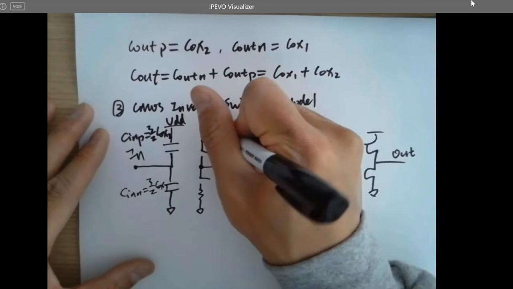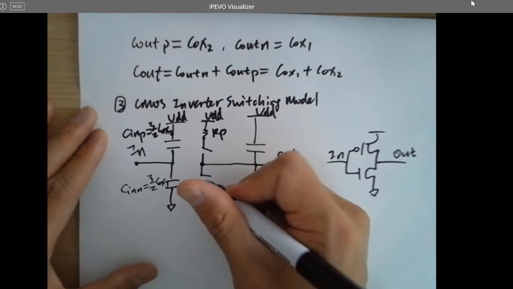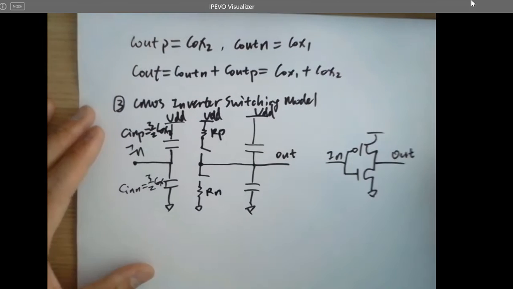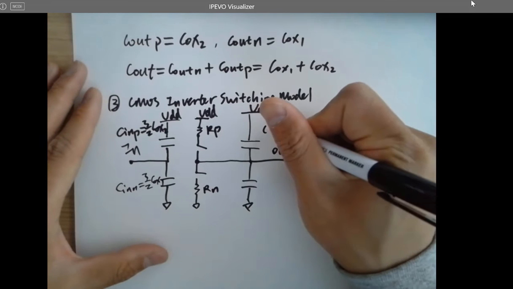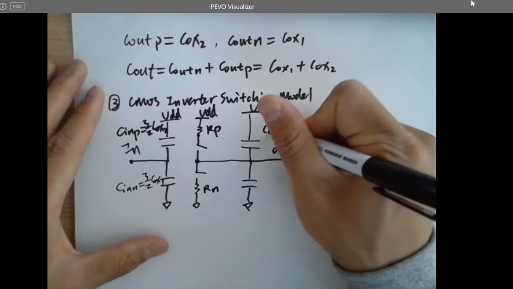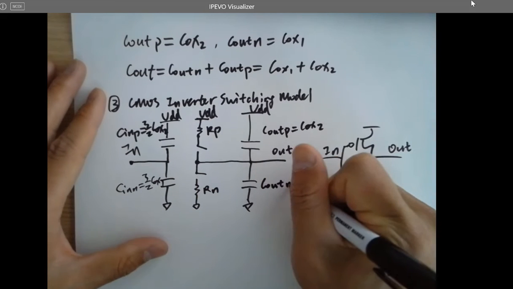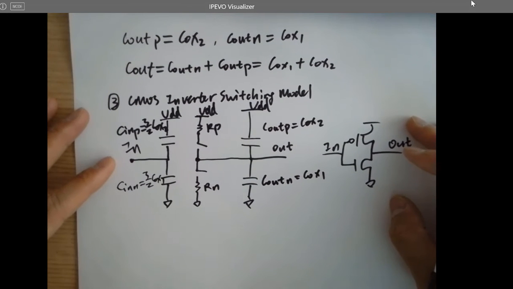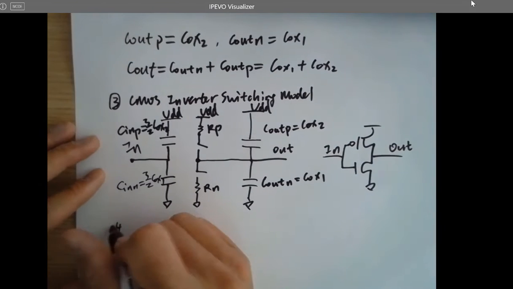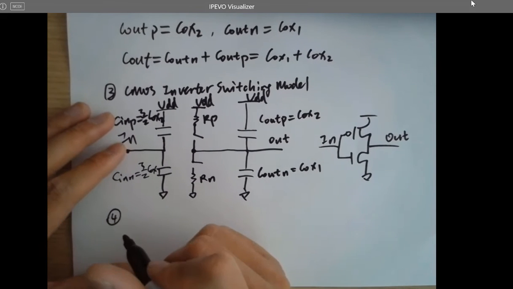So that's RP, which is normally given as a constant. So this will be Cout. CoutP equals Cox2, CoutN equals Cox1. And now we can get the intrinsic propagation delay of the inverter.